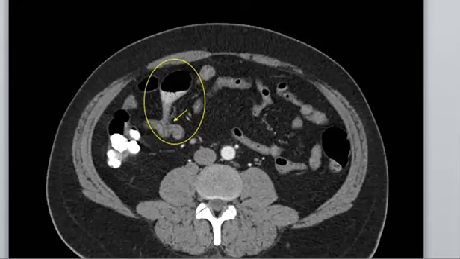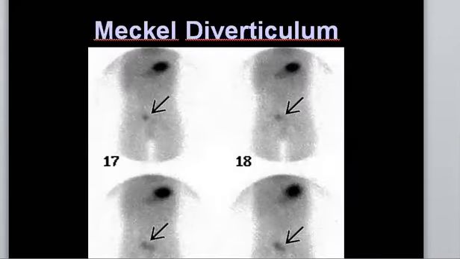So Meckel's diverticulum, and if I show you this one in the technetium scan, you can see that this young child has accumulation of technetium. What does it mean? The uptake is the same as gastric mucosa. Perfect. So there is ectopic gastric mucosa in the Meckel's diverticulum. So this patient has what is called GIT bleeding.